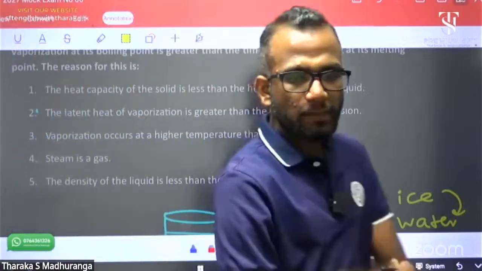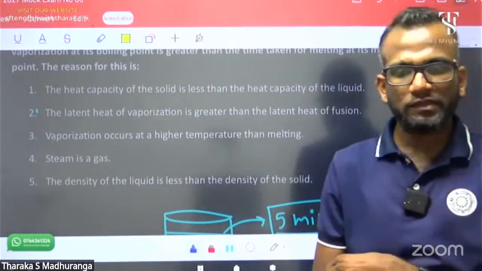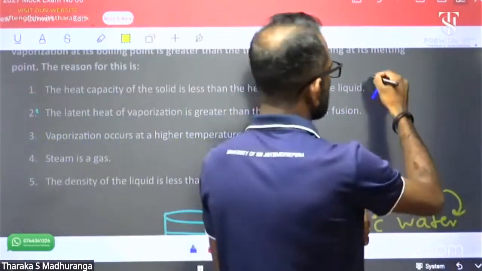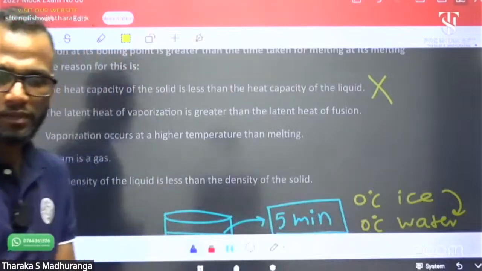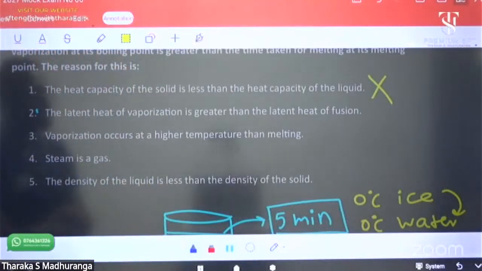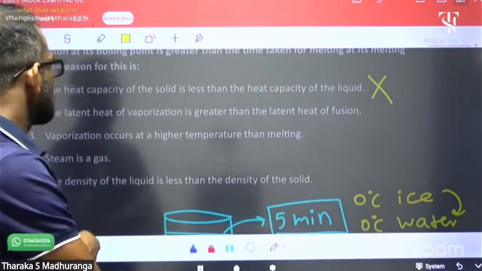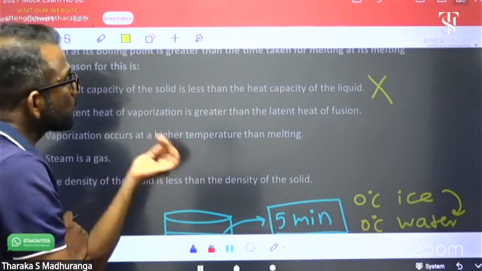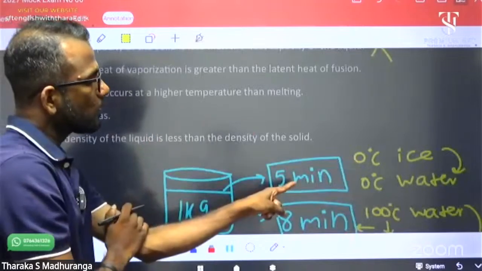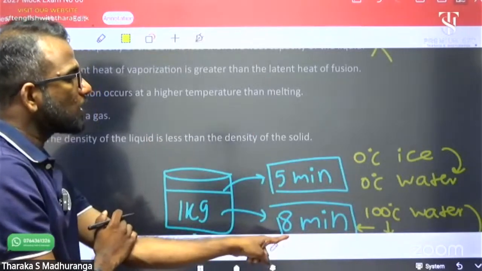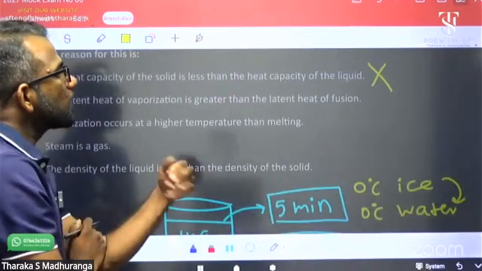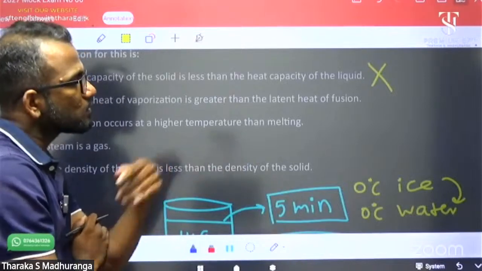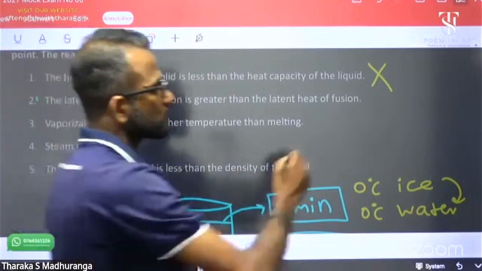The heat capacity or specific heat capacity is not involved in the physical state change. The latent heat is involved in the physical state change. The latent heat of vaporization L value is greater than the latent heat of fusion. Fusion means melting. Yeah, that's the answer.